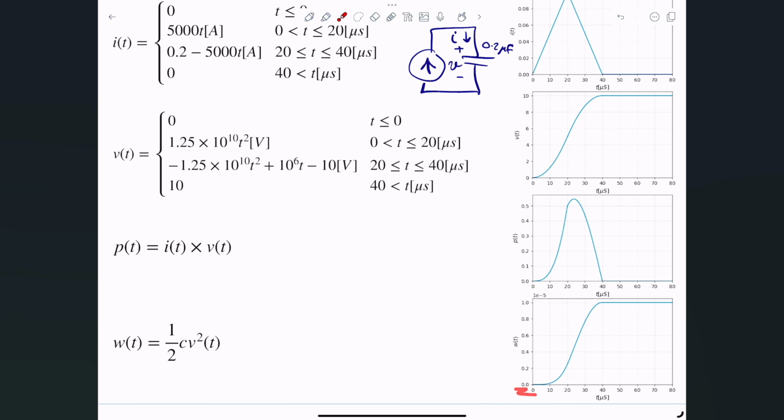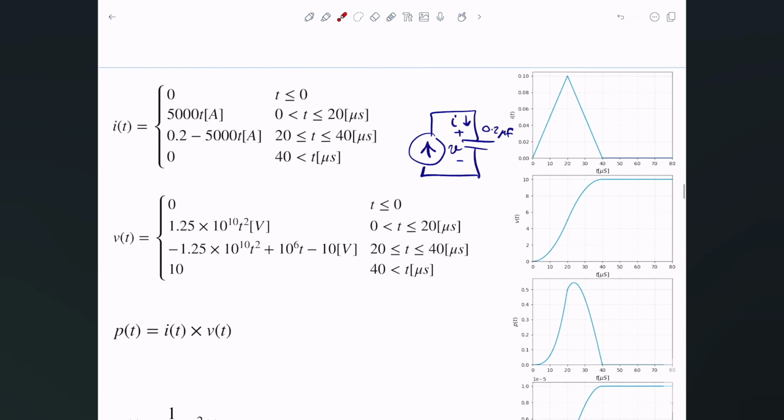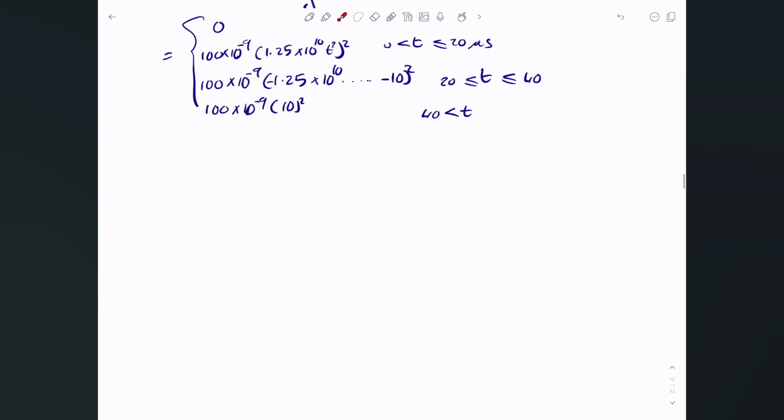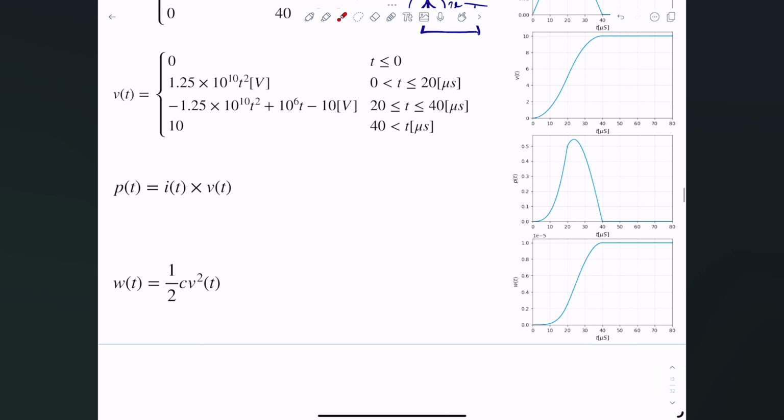All right, you also take a look at the work or the energy, and what you will see is that between 0 and 40 there's a bunch of energy being stored. And of course, if you take the integral of the P that we have here and compute that voltage, what you end up with is this particular value here, which I believe is 10 to the negative 6 joules, which is 1 microjoule or so.